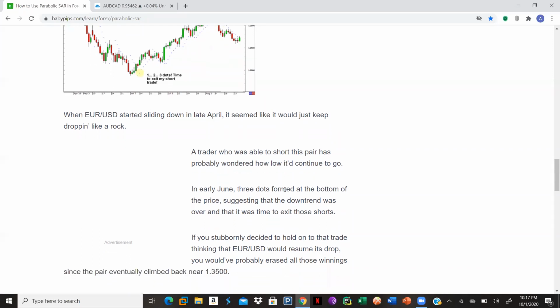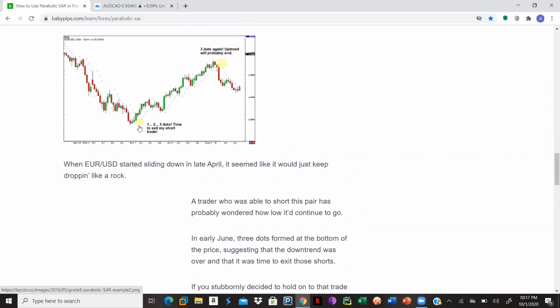And if you stubbornly decided to hold on to that trade, thinking that the euro will resume its drop, you will have probably erased all the winnings, since the pair eventually climbed back near to this. So if the trader saw these 3 dots of the SAR and continued to hold the market for a downtrend, not understanding that the SAR is telling them the downtrend has finished and is going for an uptrend, they will have lost all the winnings they got from here, because as you can see, the market equaled the price where they entered and went above it. So the trader will have turned all these winnings into a loss.